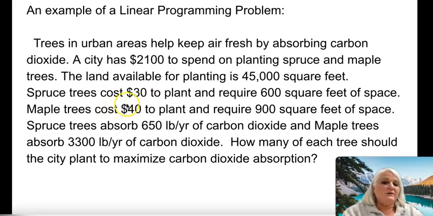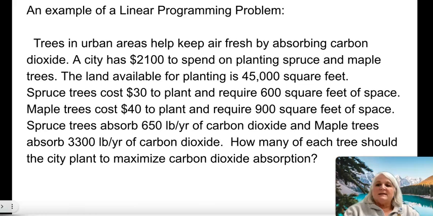Spruce trees cost $30 to plant and require 600 square feet of space. Maple trees cost $40 to plant and require 900 square feet of space. Spruce trees absorb 650 pounds per year of carbon dioxide, and maple trees absorb 3,300 pounds per year of carbon dioxide. How many of each tree should the city plant to maximize carbon dioxide absorption?